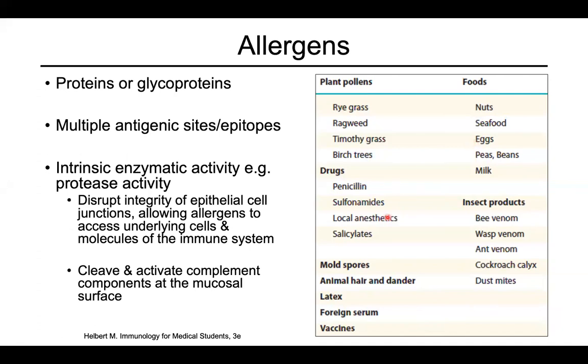So you have your drugs, insect products like your bee and wasp venoms, the cockroach calyx. This would be an indoor environmental allergen, and your dust mites. Dust mites are very common allergens. That's the Pteronyssinus group of allergens. Mold spores, so molds are also very important. Pet dander, latex, foreign serum. So foreign serum can cause both a type 1 and a type 3 hypersensitivity reaction. And then vaccine, so it could be a component of that vaccine, okay?